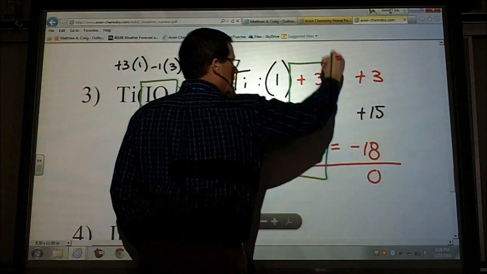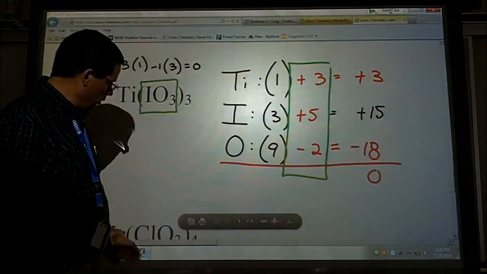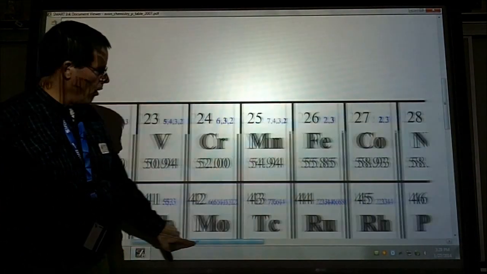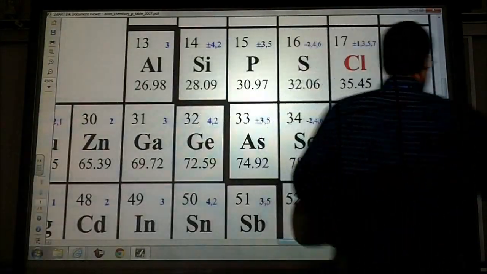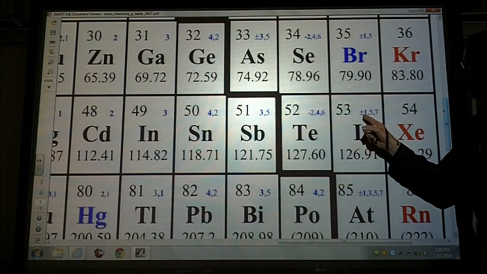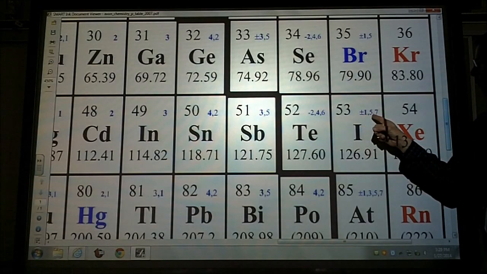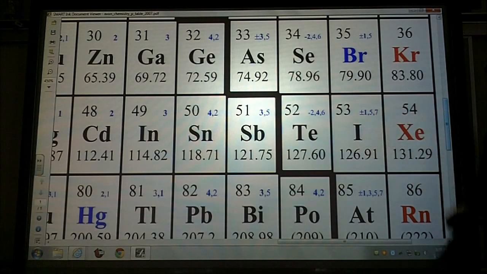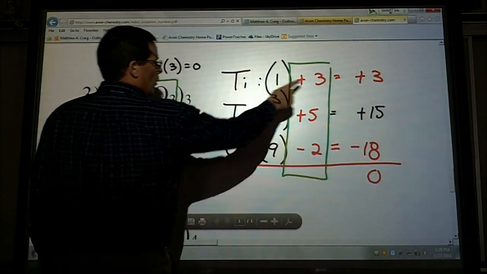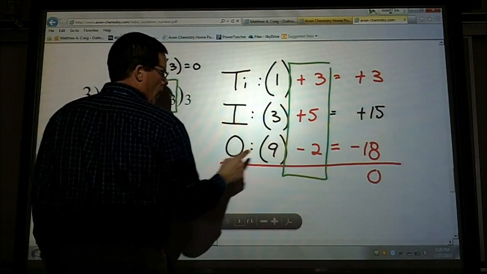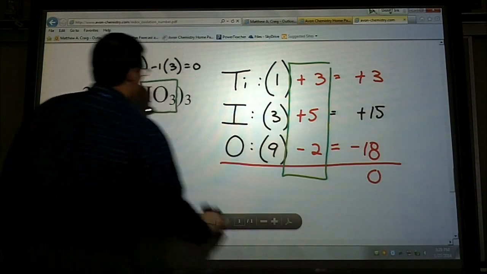Before you walk away, make sure you check to see that iodine can have a +5 charge. So we scroll on over to iodine. There's iodine. It can either be a +1, -1, +5, or +7. And there's our +5. Okay. So again, titanium has a +3, iodine +5, oxygen -2.